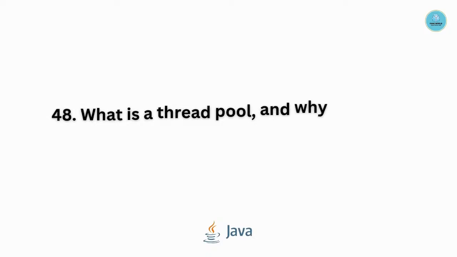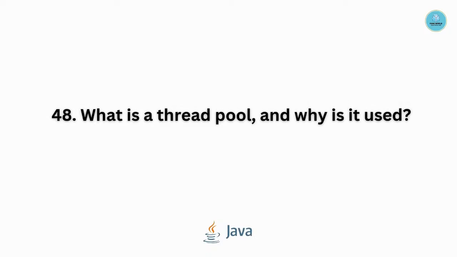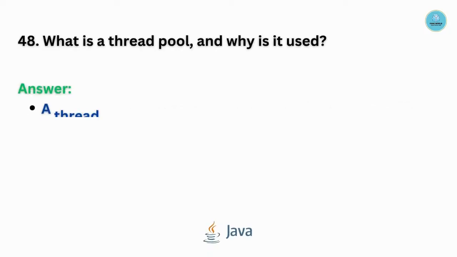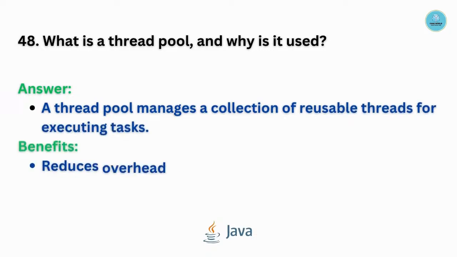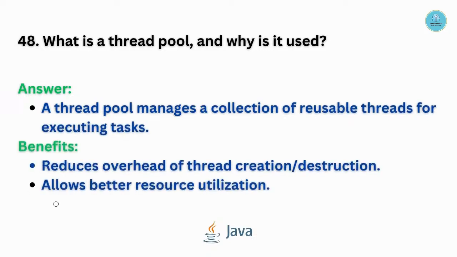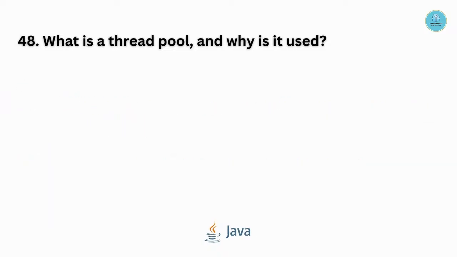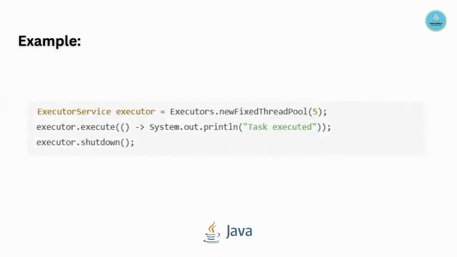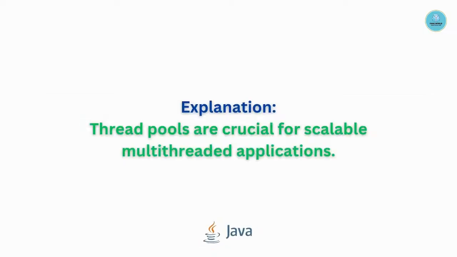Question number 48. What is a thread pool and why is it used? A thread pool manages a collection of reusable threads for executing tasks. The benefits are that it reduces overhead of thread creation and destruction and allows better resource utilization. Example is as follows. Thread pools are crucial for scalable multi-threaded applications.